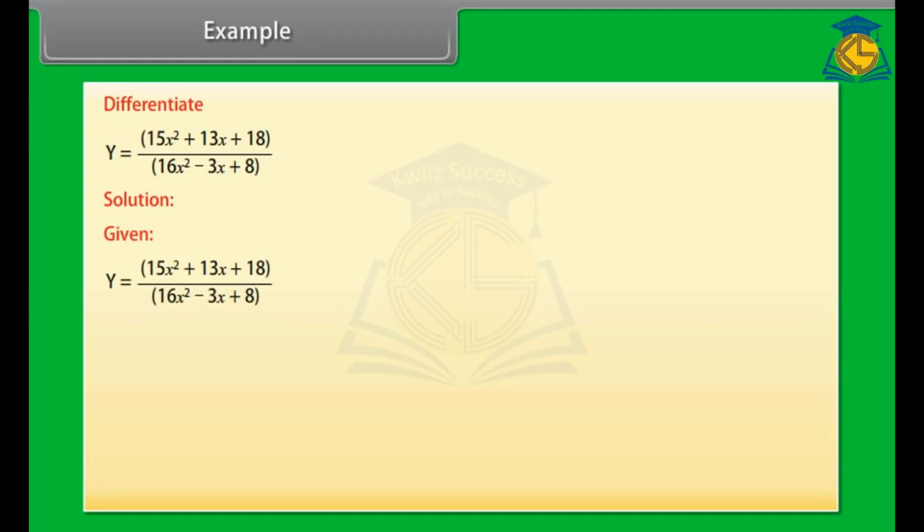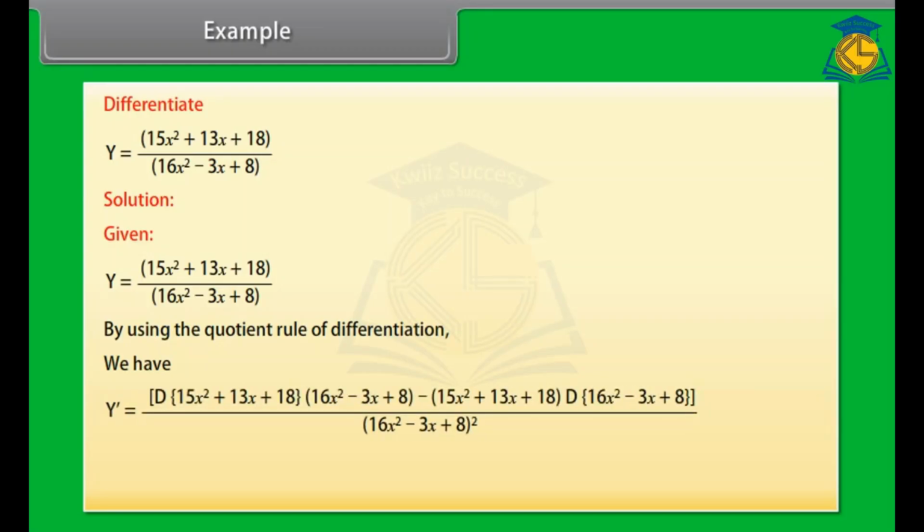Given y is equal to (15x² + 13x + 18) by (16x² − 3x + 8). By using the quotient rule of differentiation, we have y dash is equal to differentiation of (15x² + 13x + 18) into (16x² − 3x + 8) minus (15x² + 13x + 18) into differentiation of (16x² − 3x + 8), by (16x² − 3x + 8) whole square.